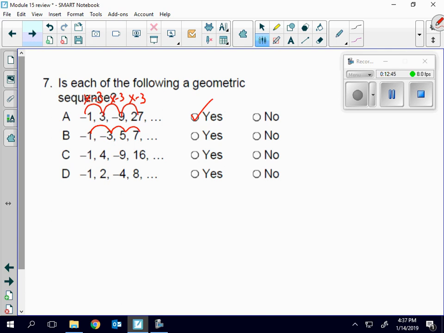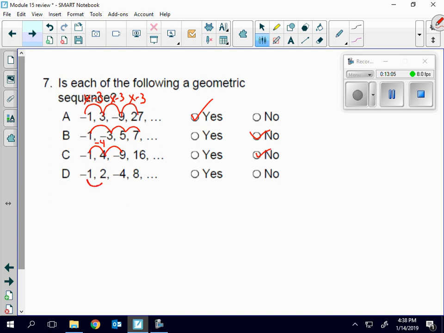This one doesn't have a common ratio, right? When I multiply, I don't get the same number as I keep going. So that's not going to work. Again, here, if I multiply by, let's see, -4 to get to 4, if I multiply again by -4, I don't get my -9. So that won't work either. The last one looks good.